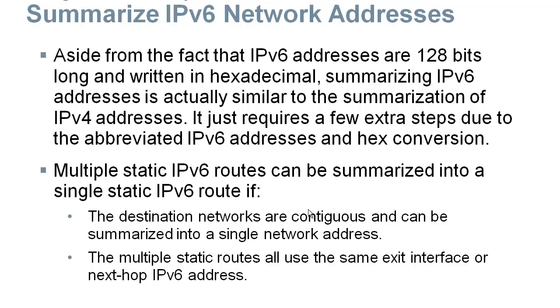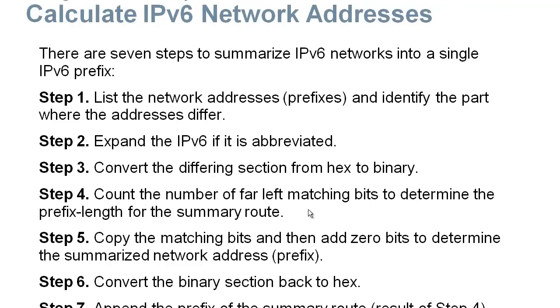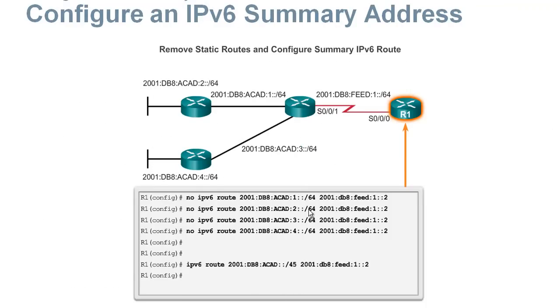Now with IPv6, it works the exact same way. The problem with IPv6 is we typically summarize or abbreviate some of the stuff. So here are the steps. Basically, you have to expand the IPv6 addresses back and then see what you can match.